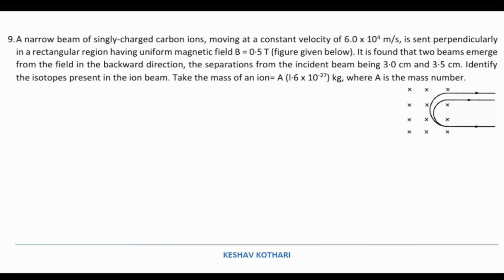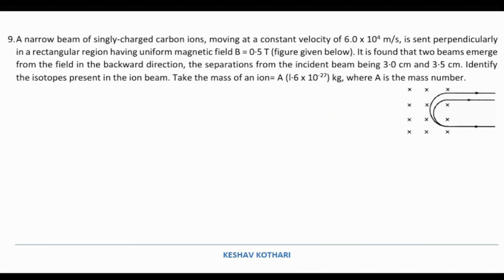Identify the isotopes present in the ion beam, taking the mass of the ion as 1.6 A × 1.6 × 10^-27 kg, where A is its mass number. So if we consider this kind of a problem, the first thing that we will be doing is calculating the radius of each particle's path. Since the value of every parameter, that is the velocity and magnetic field, is the same, we can easily calculate the ratio.